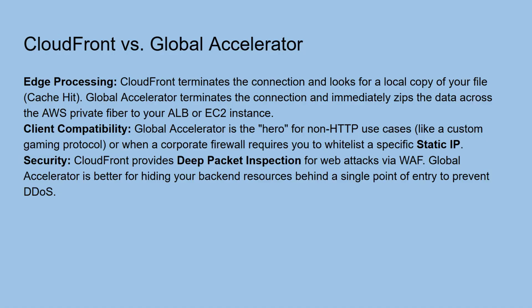CloudFront says, can I serve this from cache? Accelerator says, how do I get this user to the best AWS endpoint as quickly and reliably as possible? Again, CloudFront is going to be for images, videos, downloads, websites, web apps, cached API responses. Global Accelerator is going to be for gaming, live applications or VoIP, corporate apps needing static IPs, failover across different regions. And again, anything that cannot be cached is going to fall under Global Accelerator.